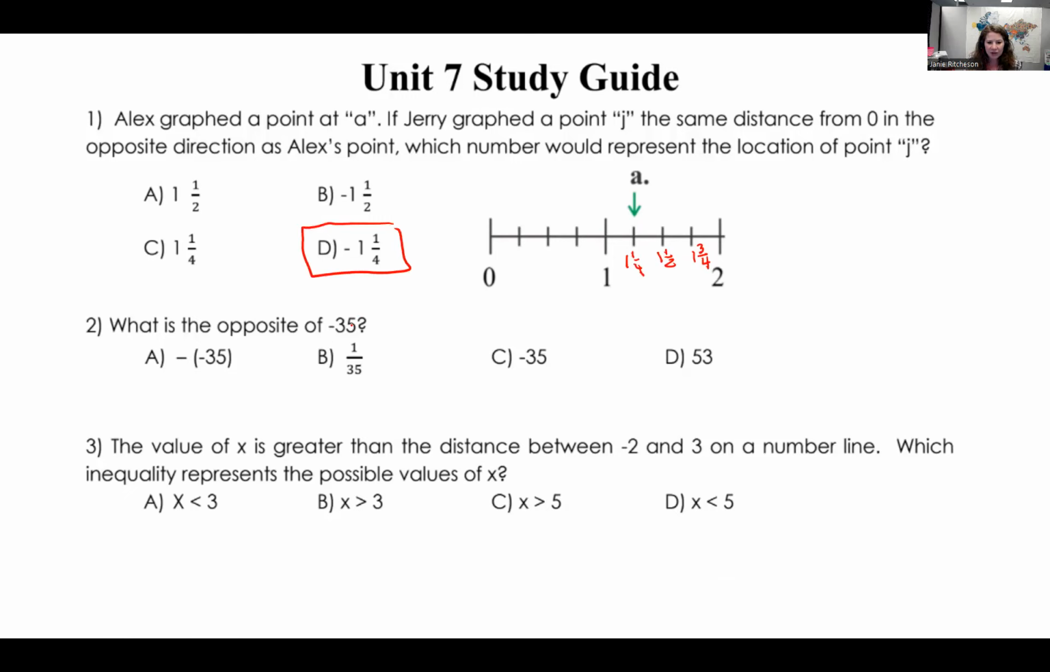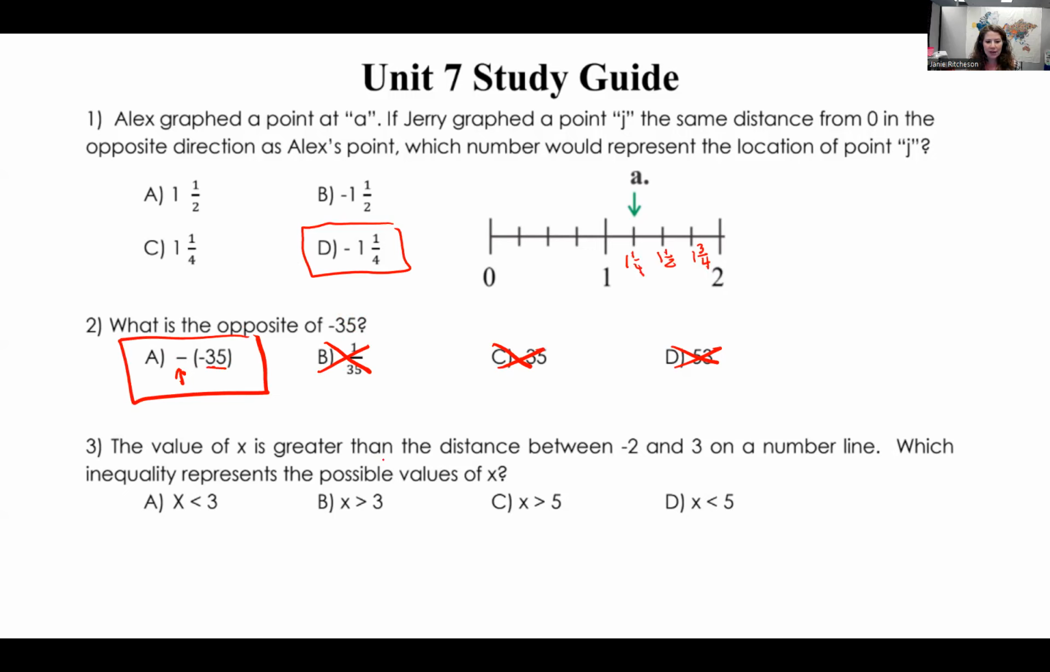All right, what is the opposite of negative 35? Well, we know this isn't right. That doesn't make any sense. C and this number are the same number, same value. We're not going to flip the numbers. That doesn't make sense. So this literally means the opposite of negative 35. So it's got to be A.